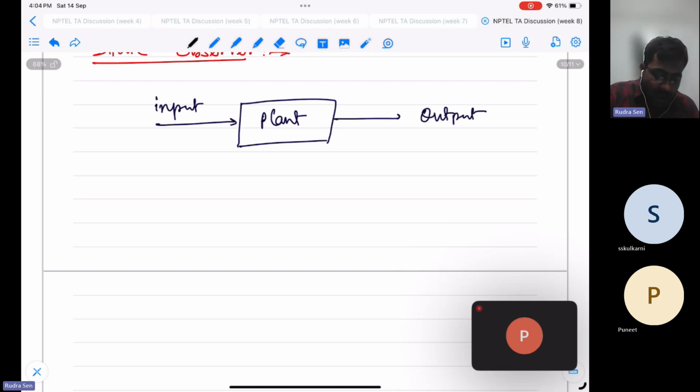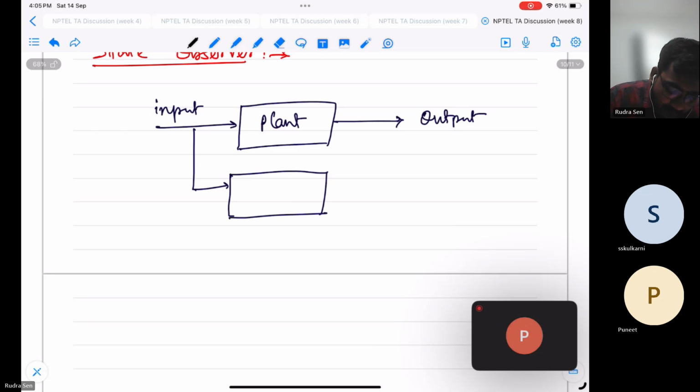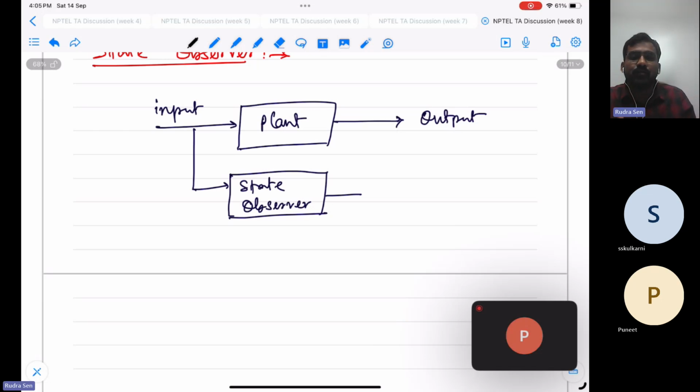Okay. Now this output consists, let's say I have n number of states, but this output has m number of states, or p number of states, which is less than n. So therefore, I need to design a state observer. First, I'm going to discuss the full state observer. Then I'm going to talk about the reduced state observer.